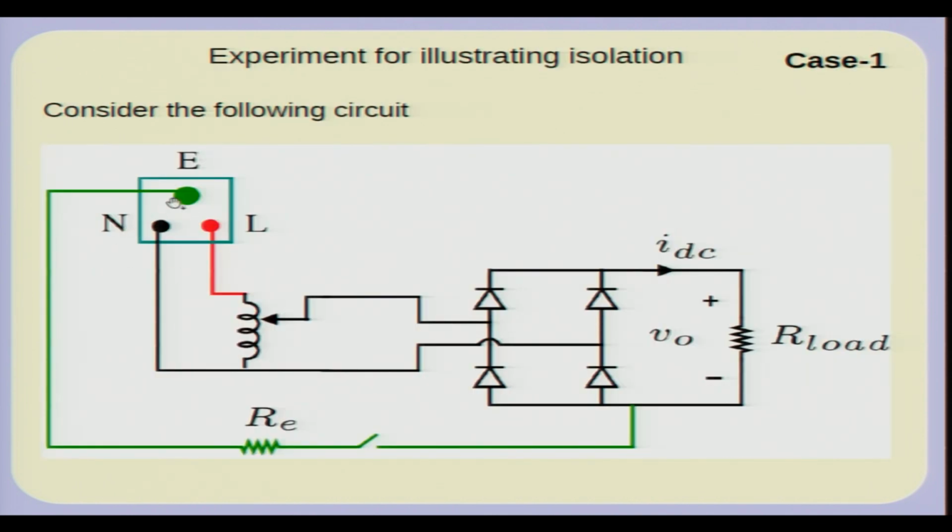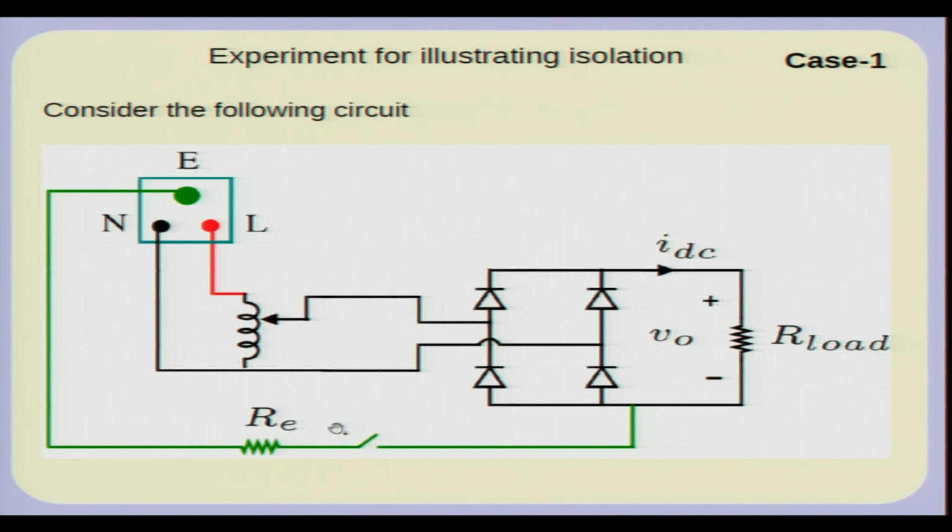Suppose you have your 3-pin plug and you use an auto transformer and connect this to a rectifier. What I do is ground this point of the rectifier, the negative bus of this rectifier. Well, I do not ground it directly, I connect it via a resistance to the earth point. Now, the point which I would like to make through this: suppose I keep this open.